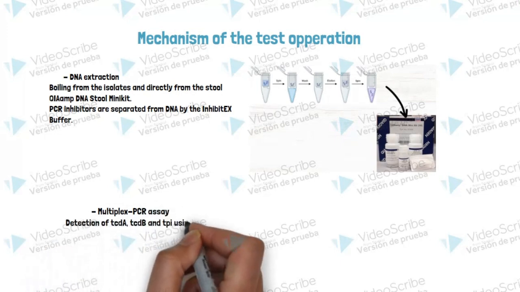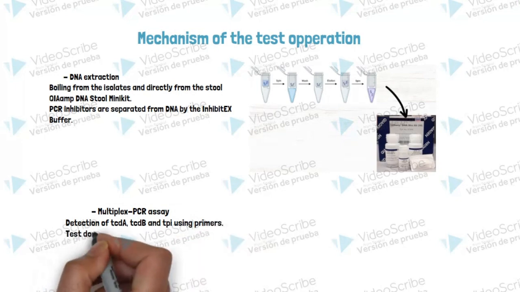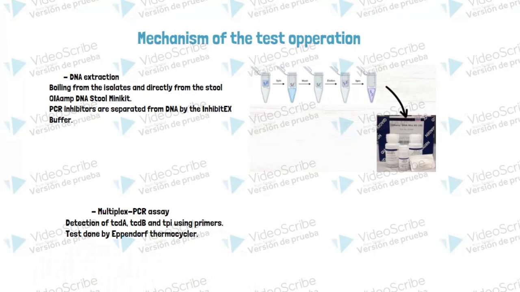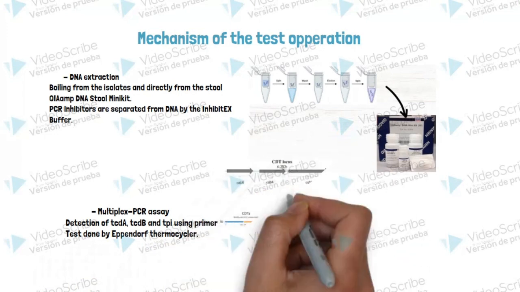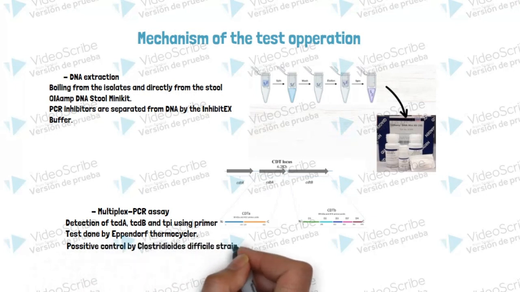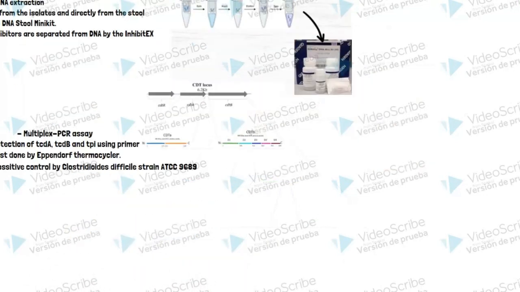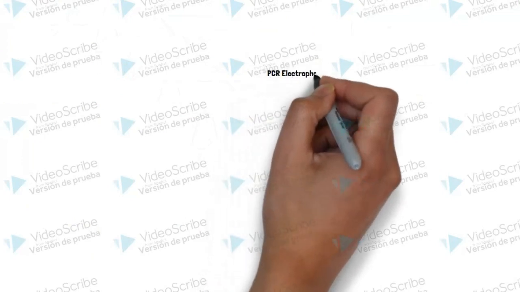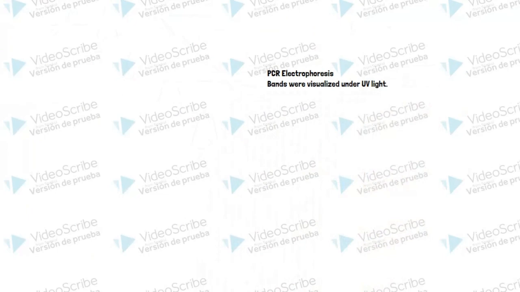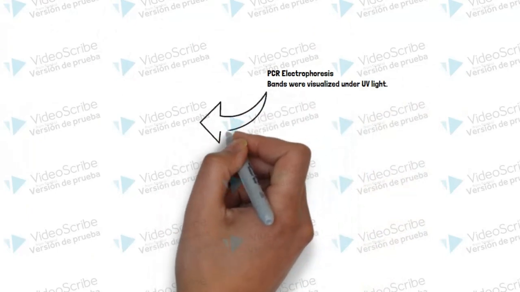The test was done in the thermal cycler as follows: 1 cycle of initial denaturation at 94 degrees for 3 minutes, then 35 cycles of denaturation for 1 minute at 95 degrees, annealing for 30 seconds at 55 degrees, and extension at 72 degrees for 1 minute, and a final extension at 72 degrees for 5 minutes. The C. difficile strain ATCC 9689 was used as a positive control for the 3 genes. The PCR products were run by electrophoresis under conditions of 1.5% agarose gel with 0.5 micrograms per milliliter of DNA safe stain, at 80 volts for 40 minutes, and the bands were visualized under UV light.